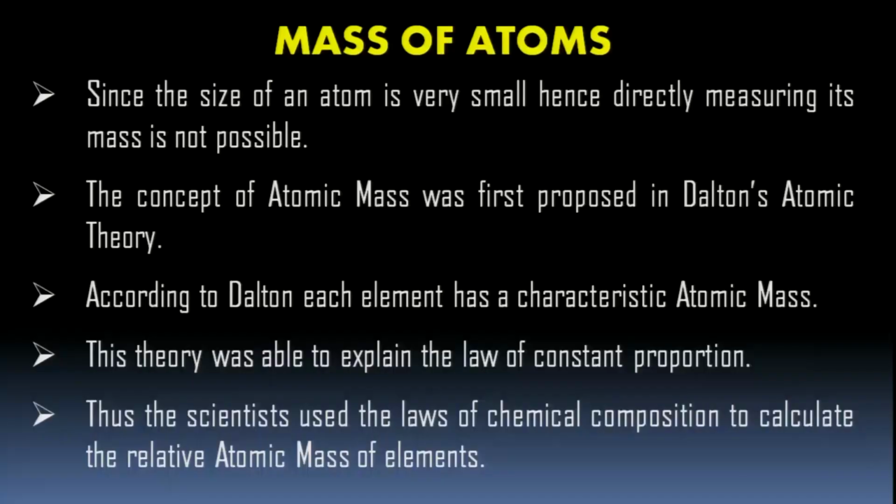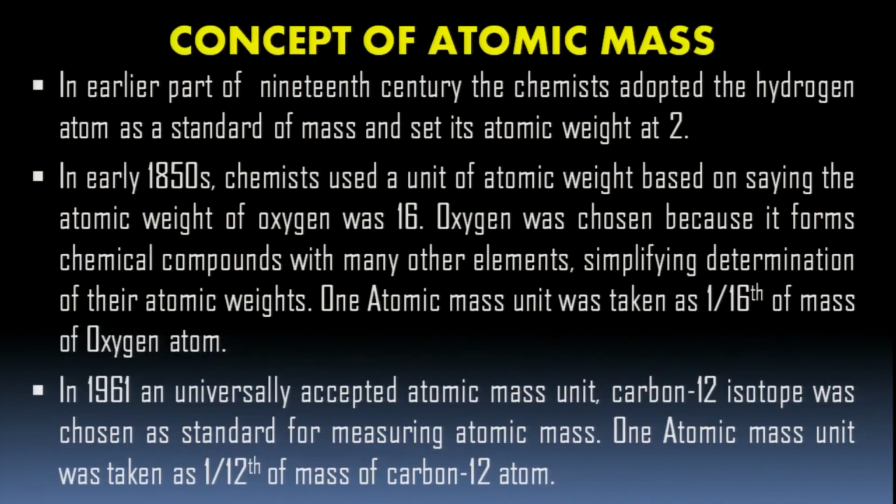Mass of atoms: since the size of atom is very small, directly measuring its mass is not possible. The concept of atomic mass was first proposed in Dalton's atomic theory. According to Dalton, each element has a characteristic atomic mass. Okay? This theory was able to explain the law of constant proportion. We know that. Thus, scientists use the law of chemical composition to calculate the relative atomic mass of the elements. How is it calculated? See here, concept of atomic mass.